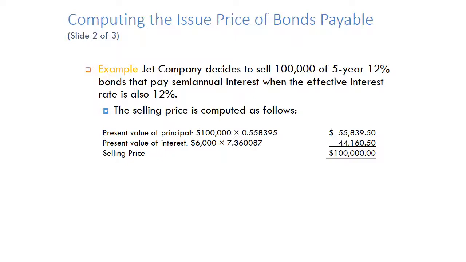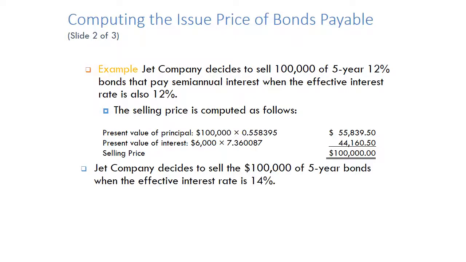So you can see from our calculation, when the stated rate on the bond, what the corporation promises to pay, equals the effective or market rate, the selling price will be the face value of the bond. Now, how will that change if they're going to sell these 5-year bonds that pay 12% interest semi-annually when the effective or market rate is at 14%? Now watch how our calculation changes.